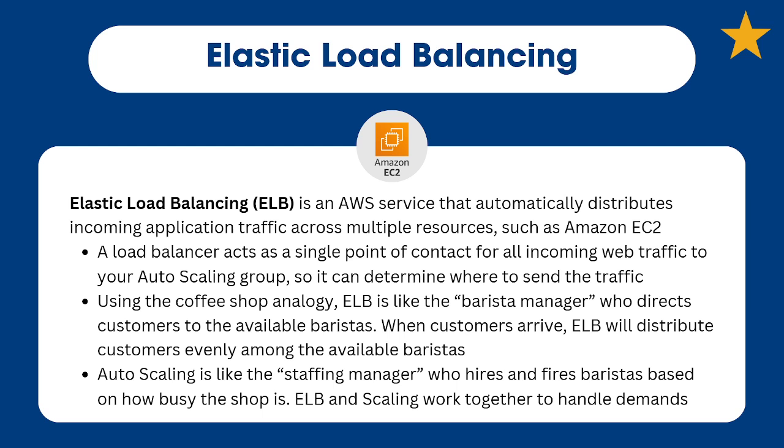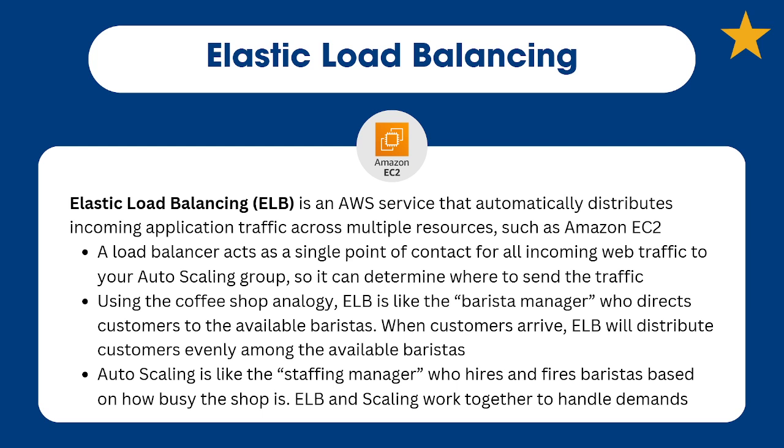So using the coffee shop analogy, the ELB would be the barista manager. I know they don't do that in the video, but I'm just extending off the analogy they started. The barista manager is going to direct customers to the available baristas, saying, oh, you go to cashier 1, you go to cashier 2, so that when customers arrive, the ELB distributes them evenly among the available baristas. Auto scaling is more like a staffing manager. It's going to decide how many baristas there should even be, hiring and firing baristas based on how busy the shop is. Now, firing is kind of harsh. It might just be scheduling baristas for the day or sending them home.